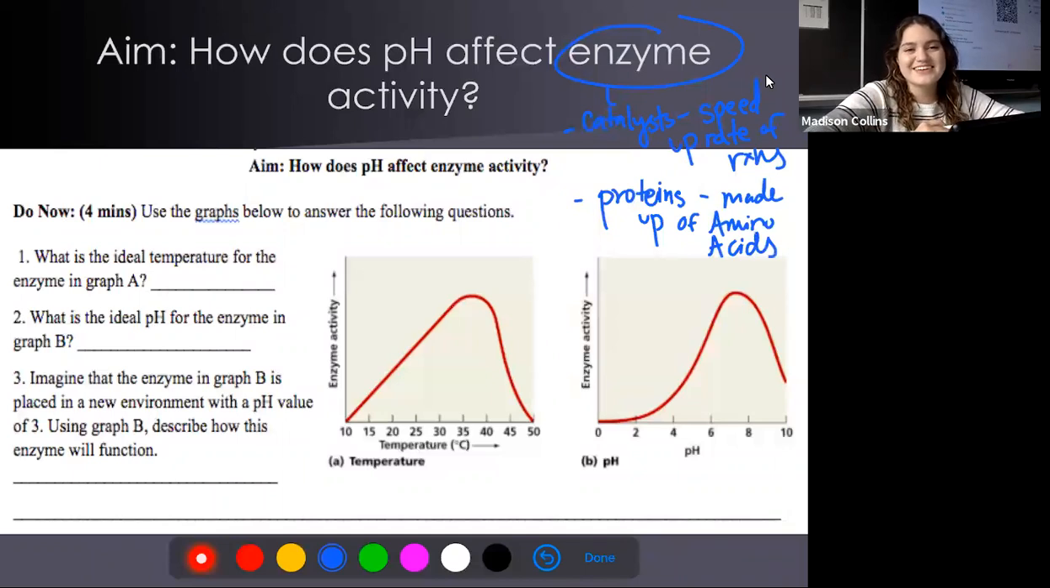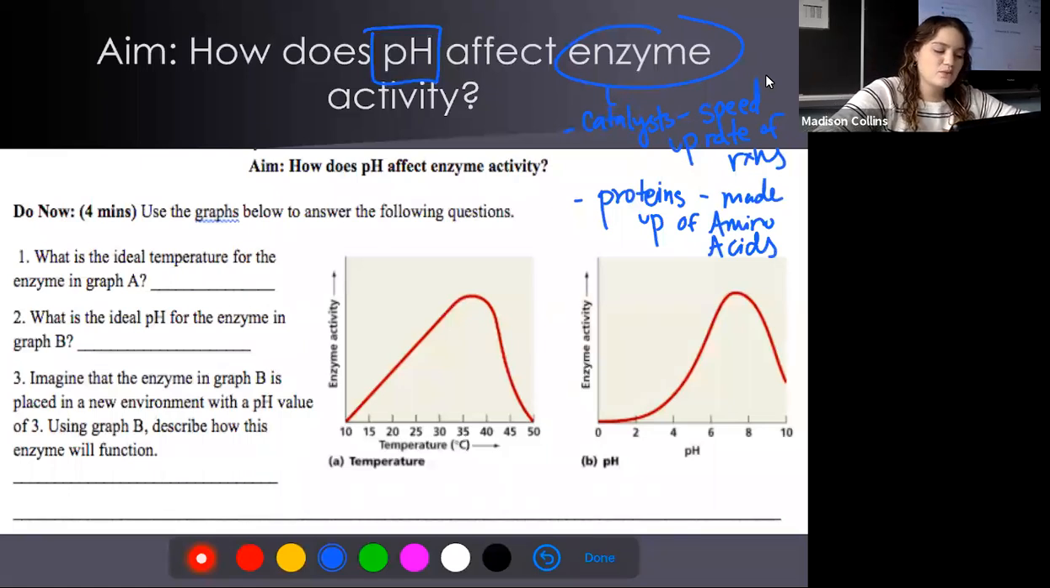Okay, so how does pH affect enzyme activity? Well, what is pH? Today we're going to find out. So we're going to leave that blank right now. And at the end of today's lesson, you should be able to fill in some information on what exactly is pH. All right, so now I want you guys to answer the do now question. You've got 3 questions and 2 graphs. Use those graphs to answer the questions. Pause this video and press play when you're ready to go over it.